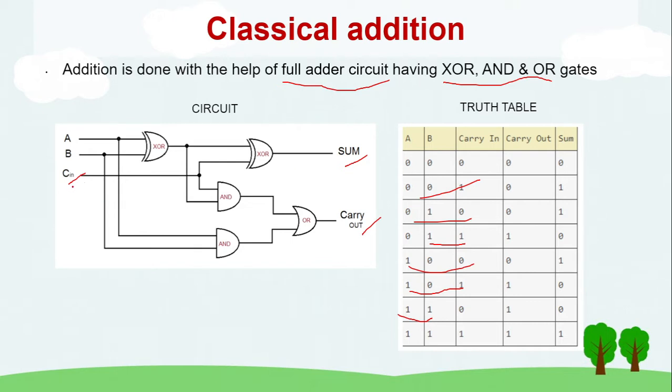And when all three are set, what happens? 1 plus 1 plus 1 is 3. 3 in binary form is 1 1. Both sum and carry out will be set here. Okay, this we are familiar with.